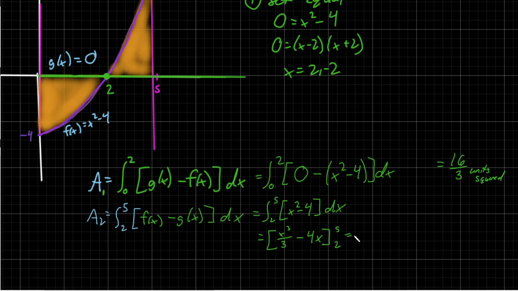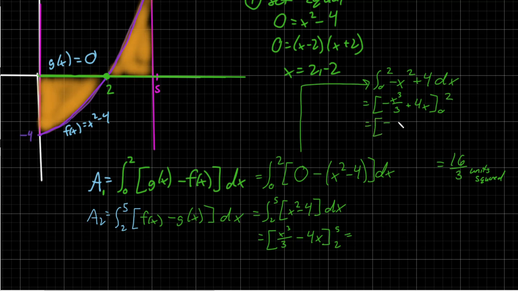Do you want me to show you the math for the first one? I'm going to put it up here though, because I already kept writing. Okay, distribute the negative. So the integral of negative x squared plus 4. So I'm taking the antiderivative, so I have negative x cubed over 3 plus 4x from 0 to 2. And we just plug in the values. So negative 8 thirds plus 8. And that should get me 16 over 3.